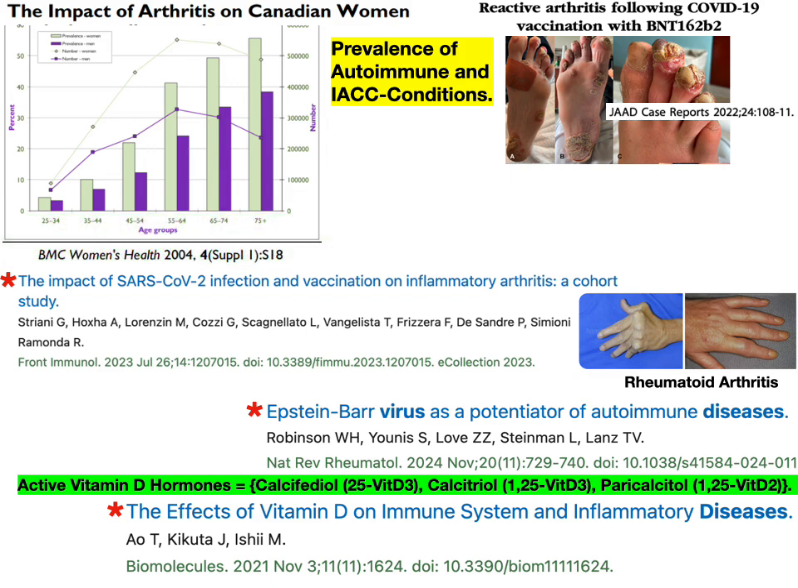Let us now discuss the potential impact of vitamin D receptor hormones and the stimulation of vitamin D receptors on autoimmune and IAC conditions. Let's start with the graph shown in the upper left, the impact of arthritis on Canadian women. This is published in 2004. Shows the prevalence of arthritis as a function of age.